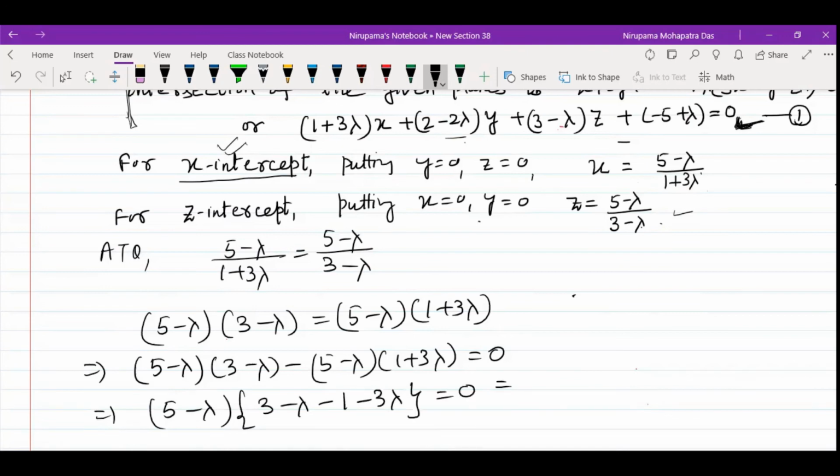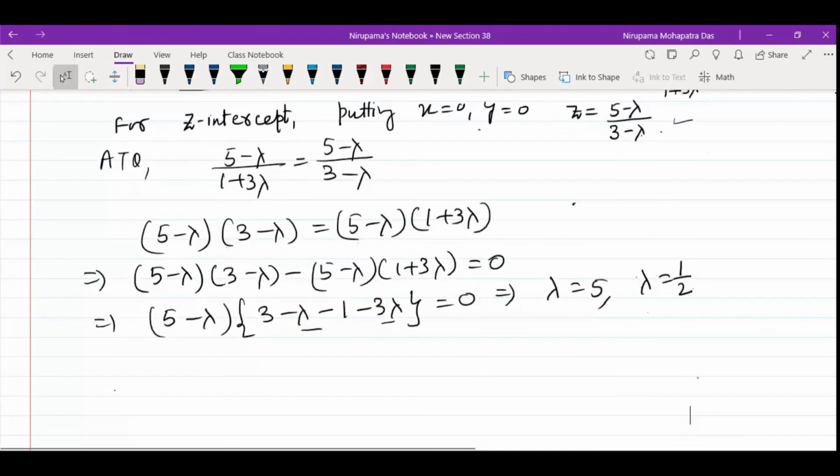So we are getting here lambda equals 5. So here you can see minus 4 lambda equal to 2. Okay. So lambda equal to, you are getting 1 by 2. Okay. Now here we have to see whether both the values are valid or one of them is valid.